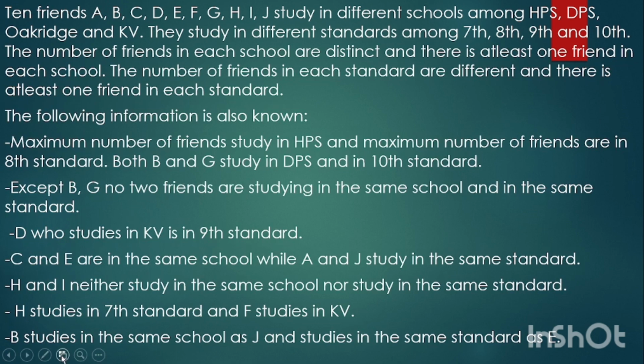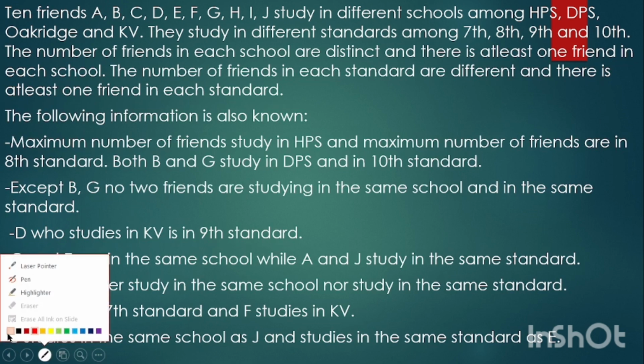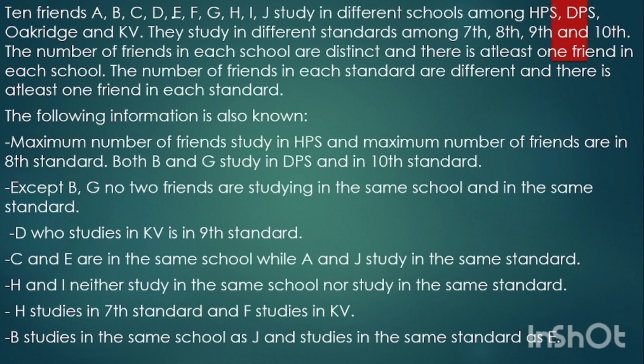So the question says 10 friends A, B, C, D, E, F, G, H, I, J study in different schools among HPS, DPS, Oak Ridge and KV. Okay. So there are 10 friends who are studying in 4 schools. They study in different standards among 7th, 8th, 9th, and 10th. The number of friends in each school are distinct. And there is at least one friend in each school. The number of friends in each standard are different, and there is at least one friend in each standard.